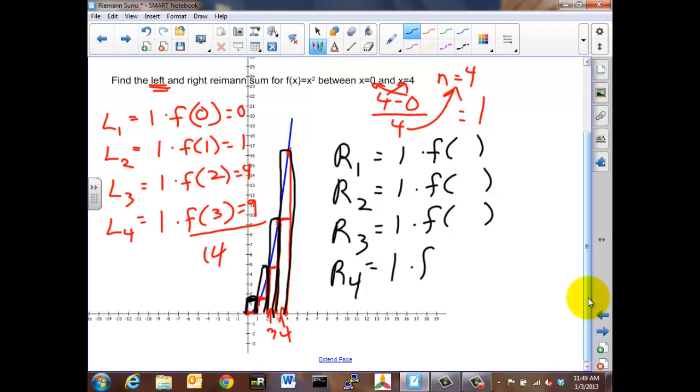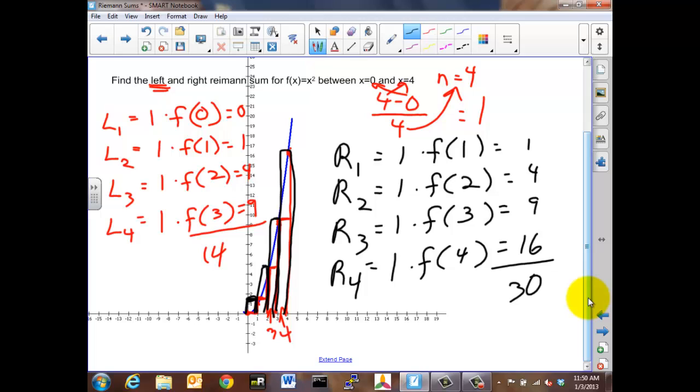They're bigger. Okay. What's the function value for the first one? Function value of what number? 1. Okay. And then the next one's going to be 2. The next one's going to be 3. The next one's going to be 4. So we have 1 times 1. And that gives us 25, 30. So we know our area is somewhere between 14 and 30.